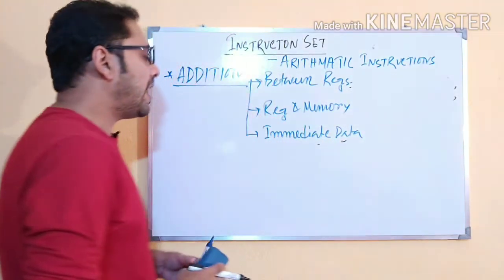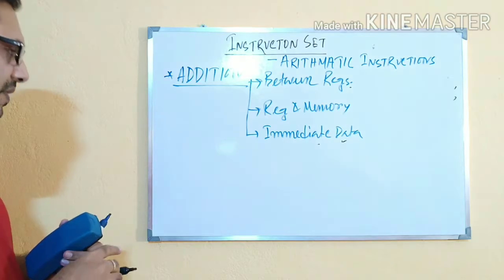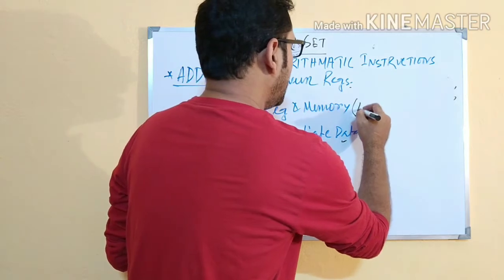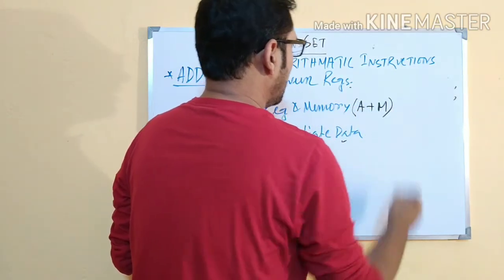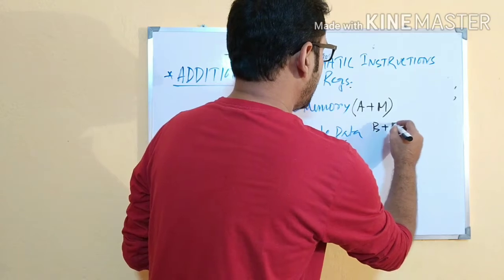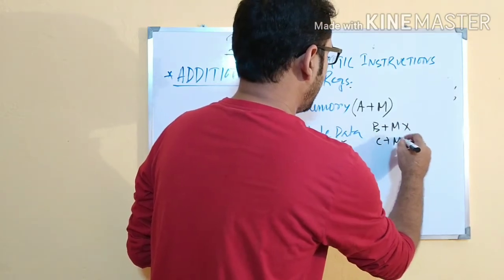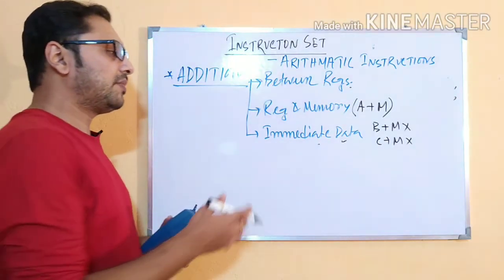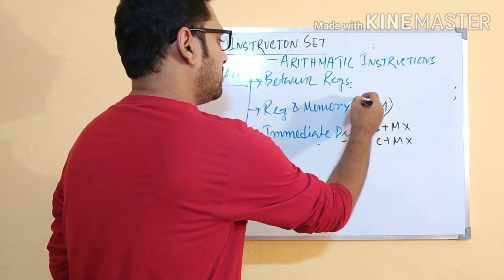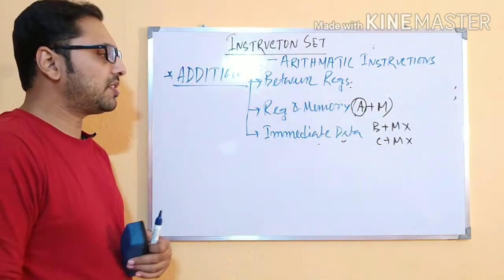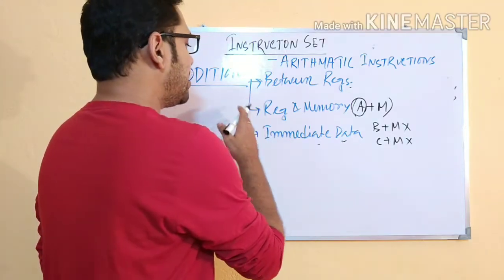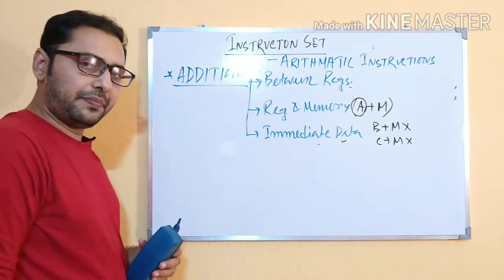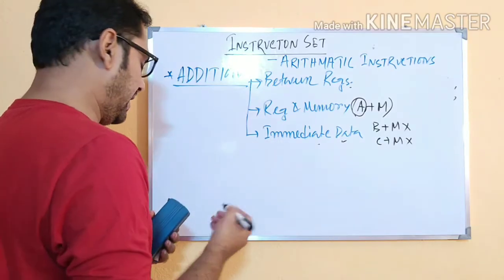Now addition between register and memory. Here register and memory means, basically, A plus M. I cannot perform B plus M directly, not possible. C plus M directly, not possible. Because as I have said already, out of the two operands, A will always be there; the accumulator is an implicit operand. So addition between register and memory means we want to perform addition between accumulator and memory. Clear?